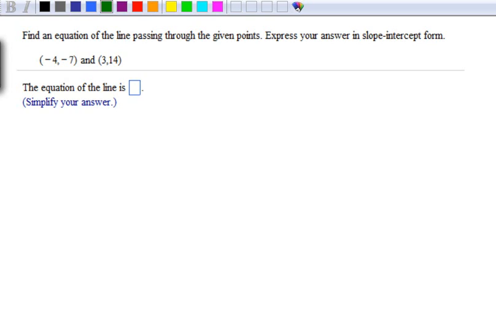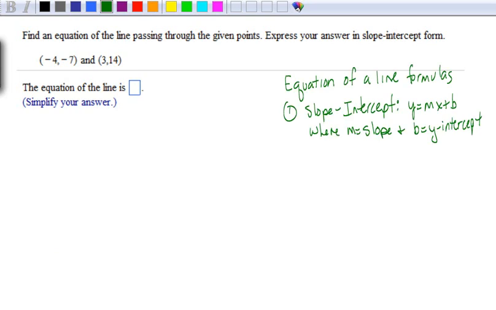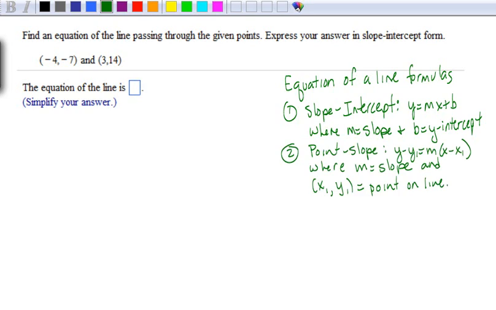Hello, in this video I'm going to find an equation of the line passing through the given 2 points. To find the equation of a line, there are two formulas you can use. The first formula is y equals mx plus b, which is the slope-intercept formula, where m is the slope and b is the y-intercept. I would use this formula if they're giving you the slope and the y-intercept, which they're not. The second formula is the point-slope formula.